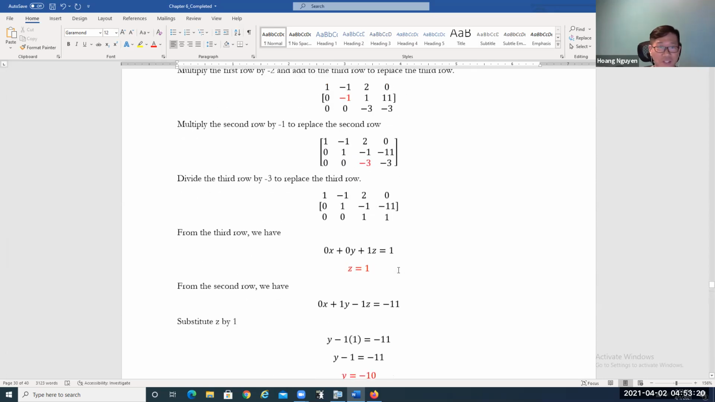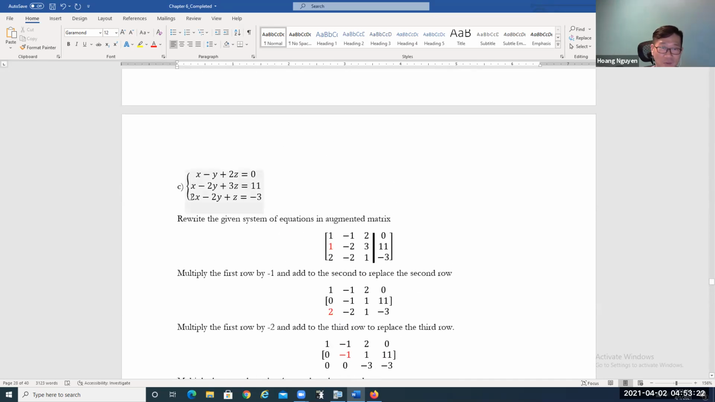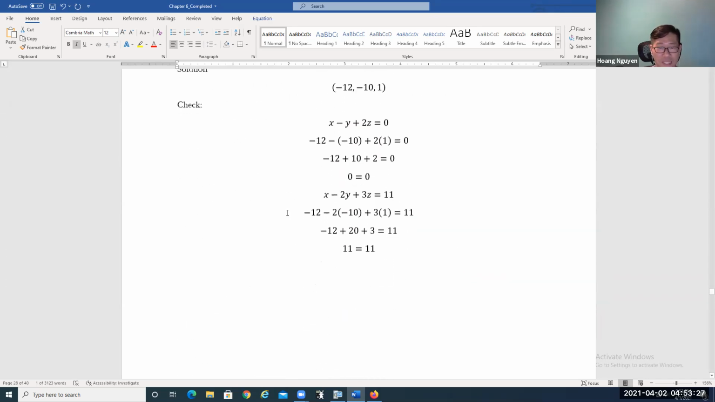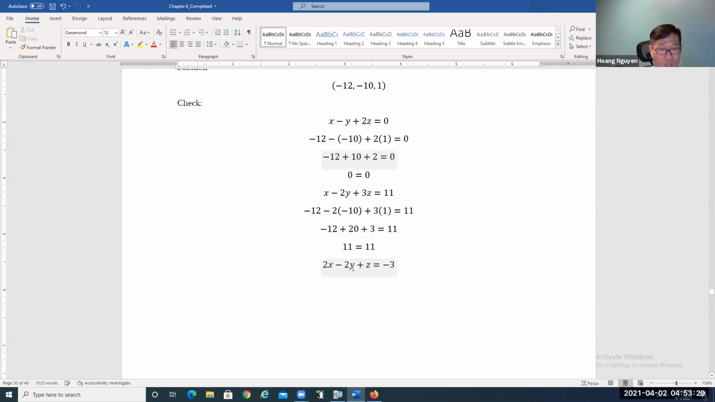Now, one more equation to double check. If it's true for the third one, then we're good to go, which means this is the solution. So make sure that you check every equation in the original system.